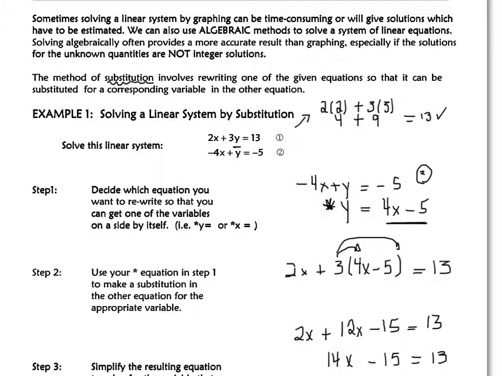So then if we check it in the second equation, we have negative 4 times 2 was the x value, plus the y value is 3, and that gives you negative 8 plus 3, which is negative 5, which is the right side of the equation. So you know that you've got the correct answer because it works in both equations, so therefore it's the solution to the system.